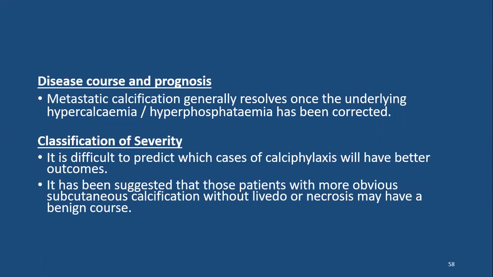Disease course and prognosis. The metastatic calcification generally resolves once the underlying hypercalcemia or hyperphosphatemia is corrected. Classification of severity. It is difficult to predict which case of calciphylaxis will have a better outcome. And it is suggested that those patients with more obvious subcutaneous calcification without livedo or necrosis have a better course.